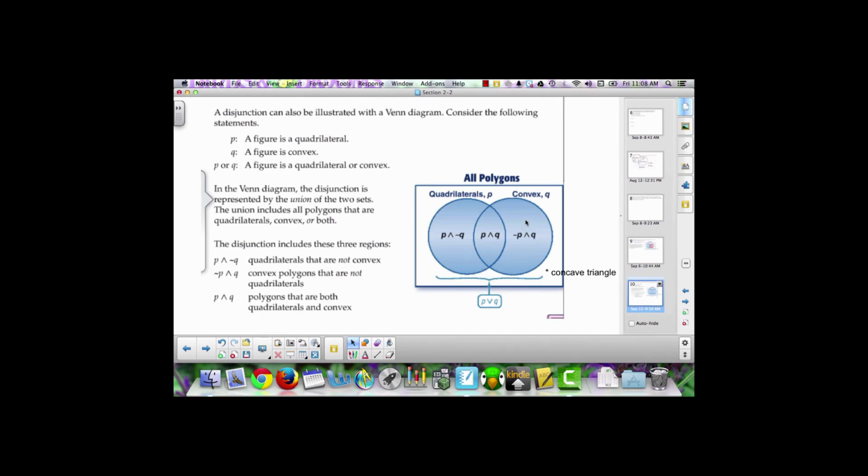If I choose something over here, something that is convex but not a quadrilateral, like a convex pentagon, a convex pentagon is a quadrilateral, false. A convex pentagon is convex, true. Put those together with an or, since one of those statements is true, the whole thing is true. The only example that would make that false is a concave triangle.